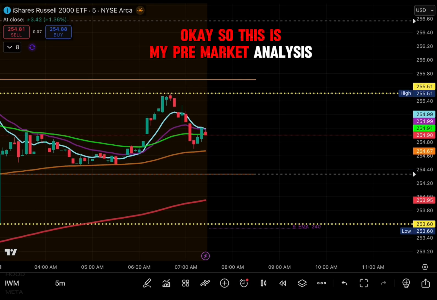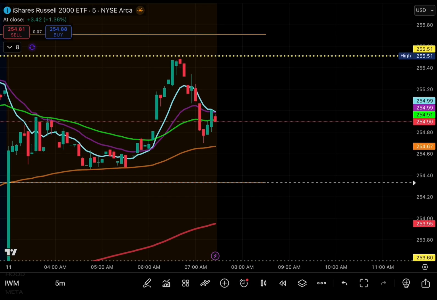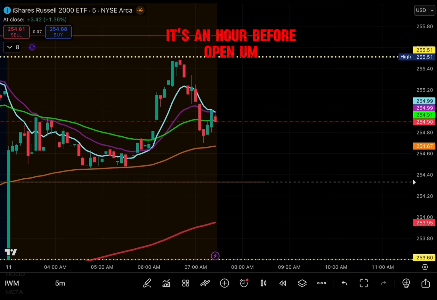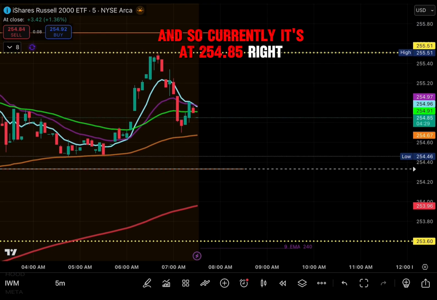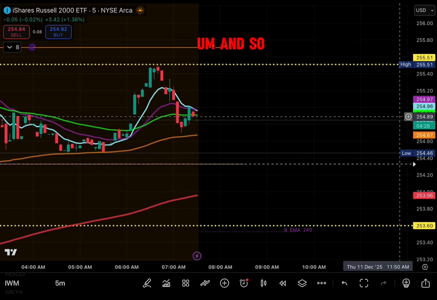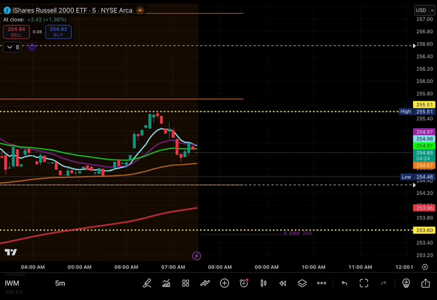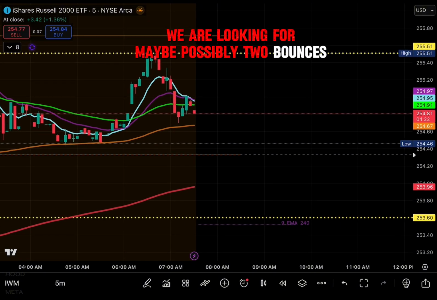Okay, so this is my pre-market analysis for IWM. It's an hour before open. And so currently it's at 254.85, right? And so we are looking for maybe possibly two bounces.